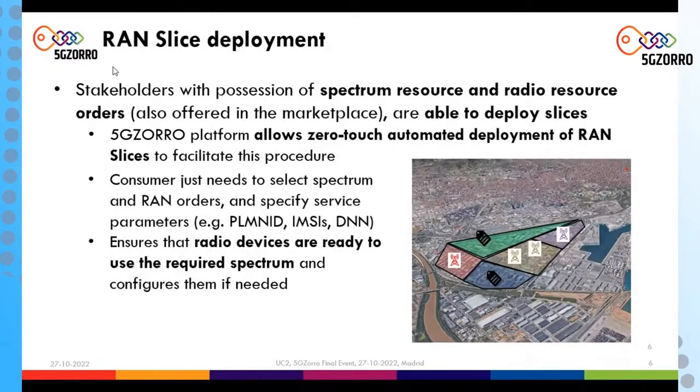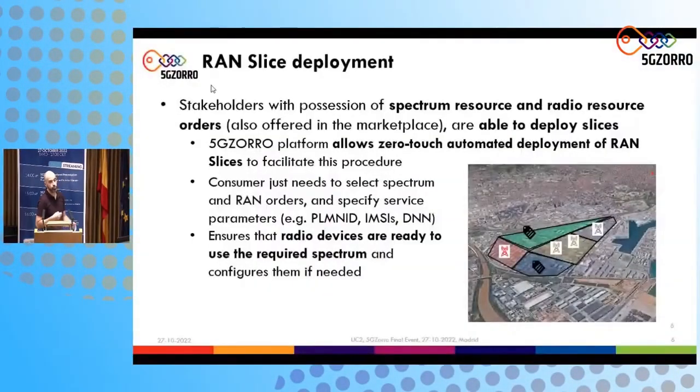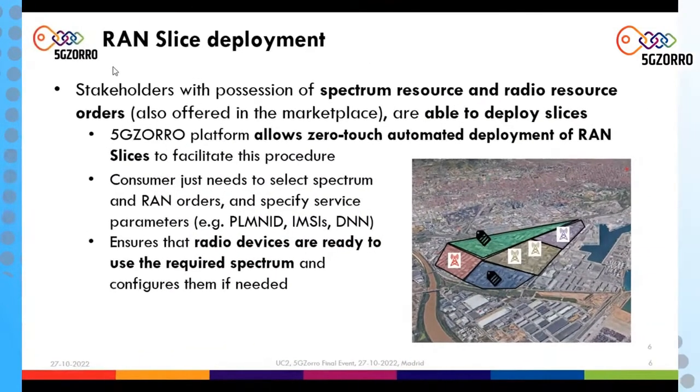And how are we doing this? As commented by Giacomo, we also implemented in the platform a zero-touch automated way of deploying RAN slices to facilitate this procedure for the consumers. The consumer just needs to select the orders, spectrum and radio, and specify some parameters related to the service, like the payment ID, the IMSIs that are allowed to use the service, and the DNN. And then we deploy the slice using the orchestrators and the controllers that are integrated in the platform. We even ensure that the radio devices being used in the platform are ready to use this spectrum, or if needed, we are able to configure them.